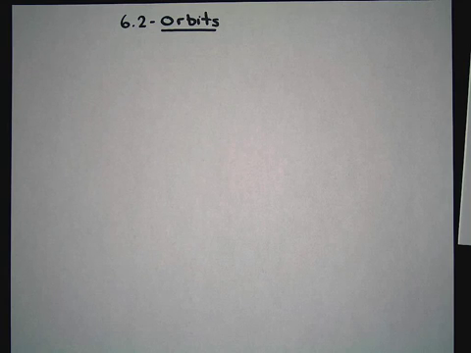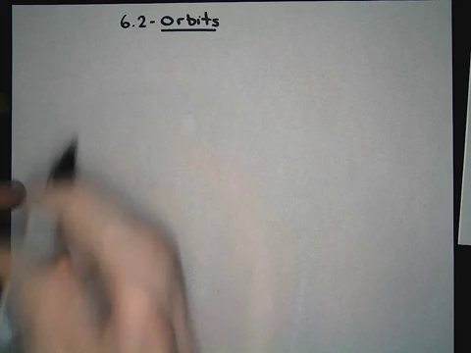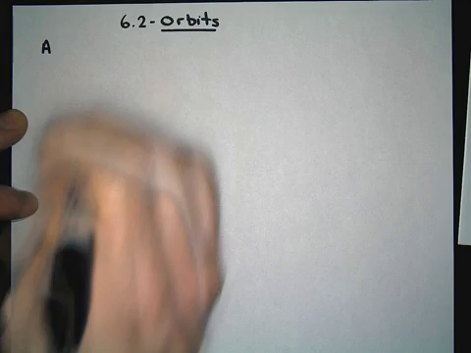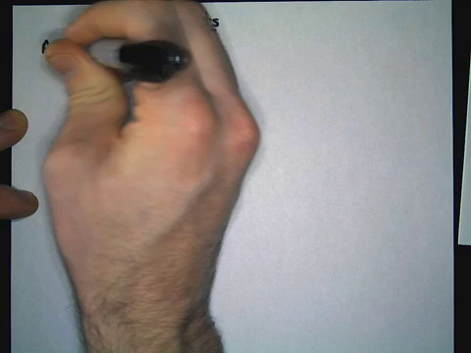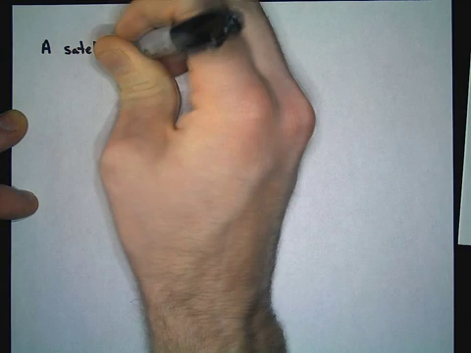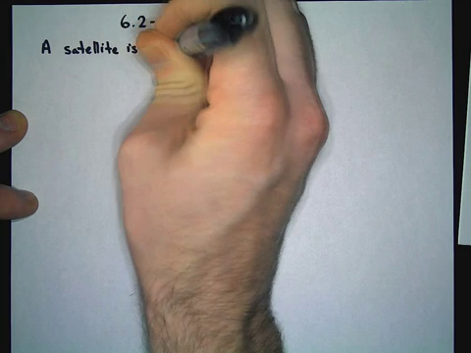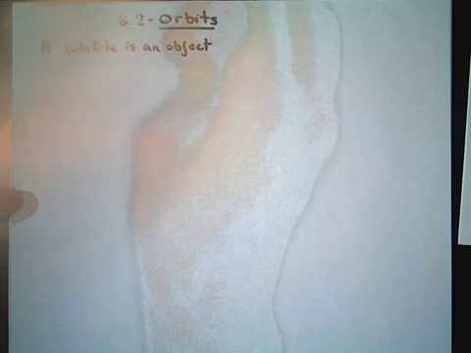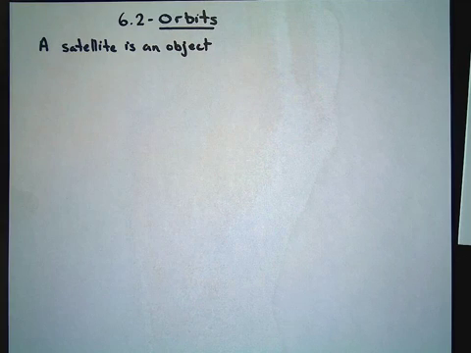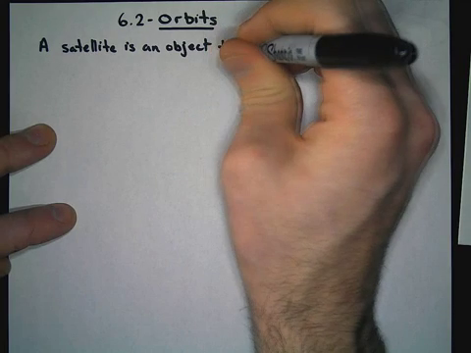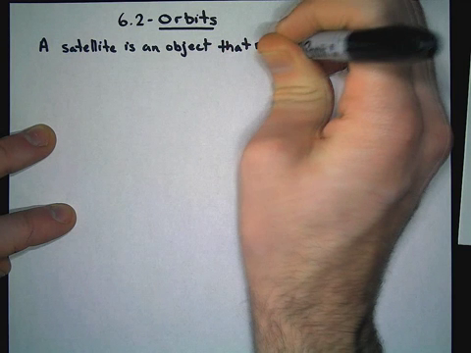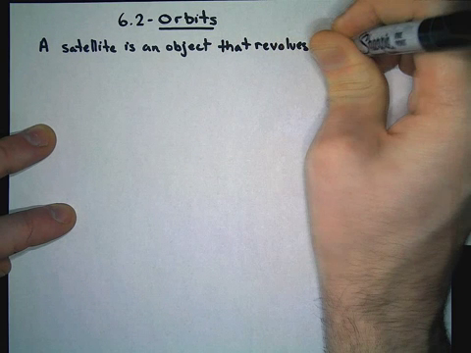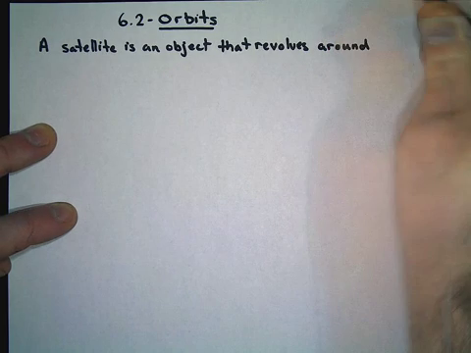Welcome to 6.2 in our continued discussion on fields for low orbits as well. And when we talk about orbits, it's no surprise that we must talk a little bit about a satellite, which is an object that revolves around another object due to the force of gravity.